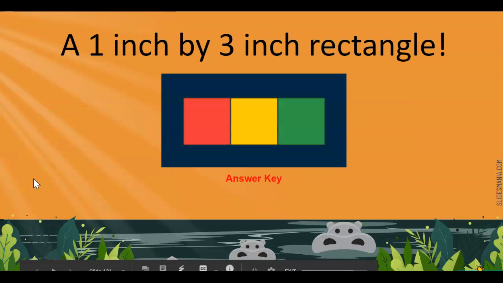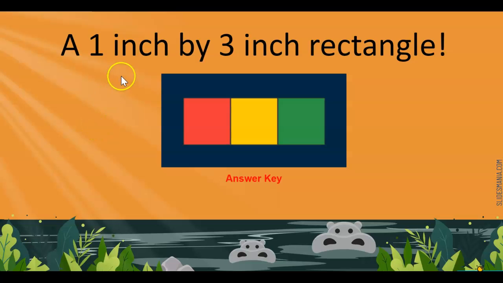On our next slide is the answer key for the rectangle that we should be building. A 1 inch by 3 inch rectangle should look like this. It's basically 1 times 3: 1 row, and there are 3 in that 1 row.